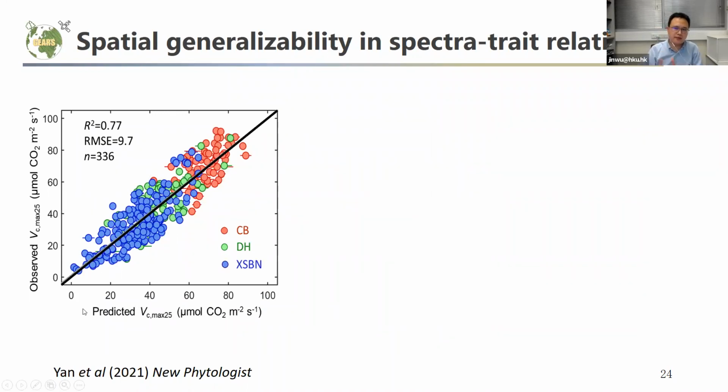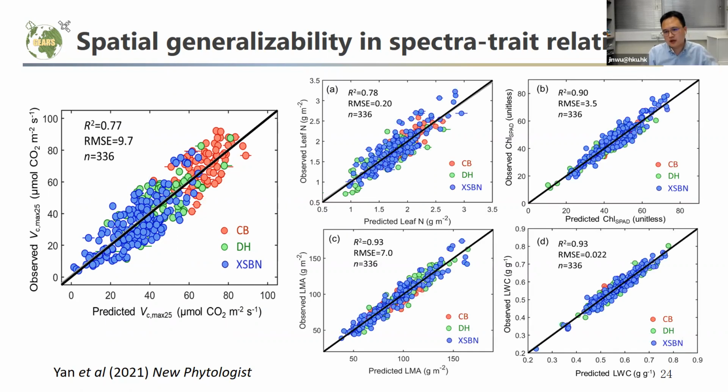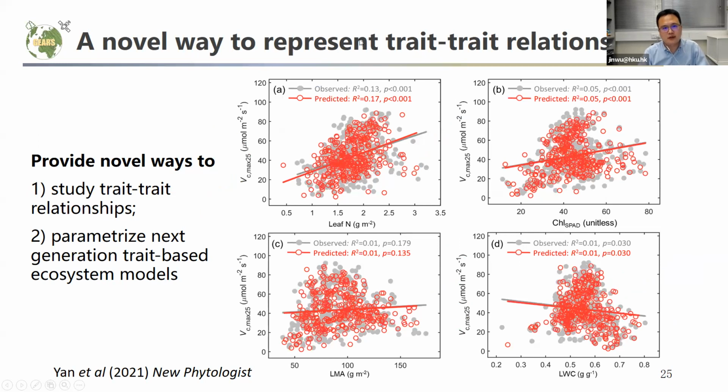The x-axis indicates the spectral model predicted Vcmax, and the y-axis again is the field-derived Vcmax. Overall, we found there is strong cross-biome generalizability using the spectroscopy technique. At the same time, and not quite surprisingly, we also found that using the spectra can help infer many other important leaf traits as well, for example leaf nitrogen, leaf mass per area, and leaf water content. And we also found something really interesting: we can use the spectroscopy approach to provide a novel way to represent trait-trait relationships.